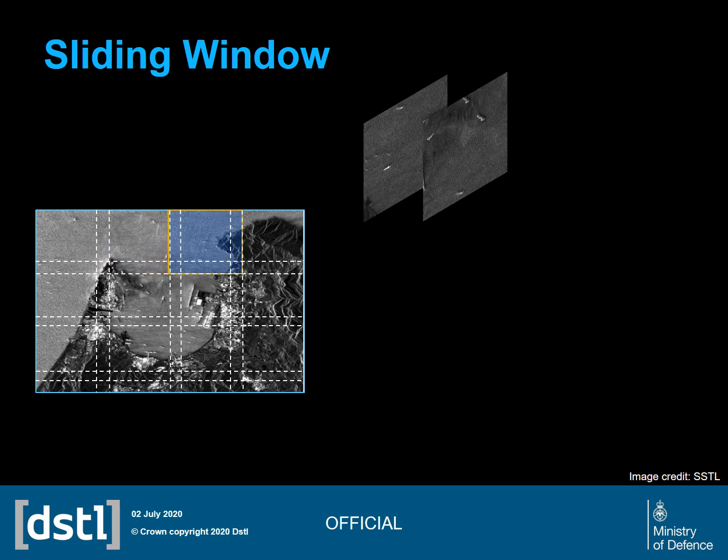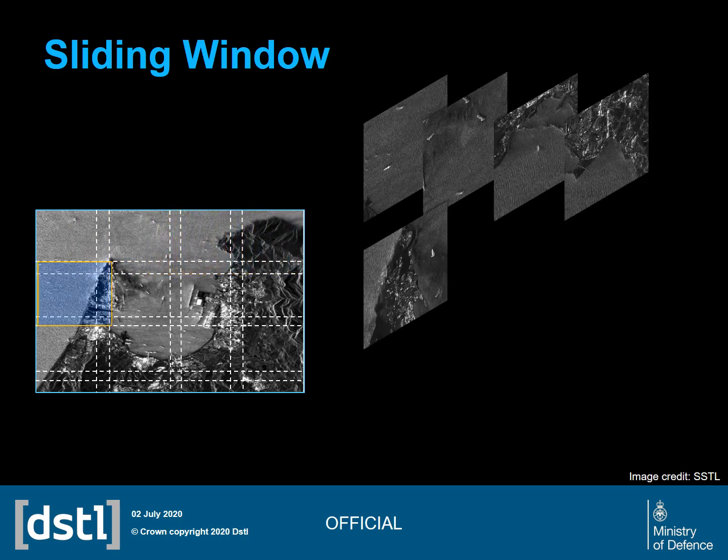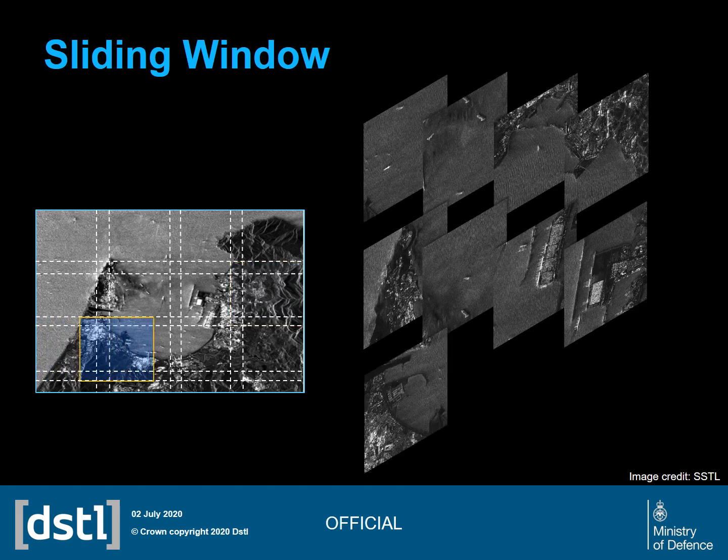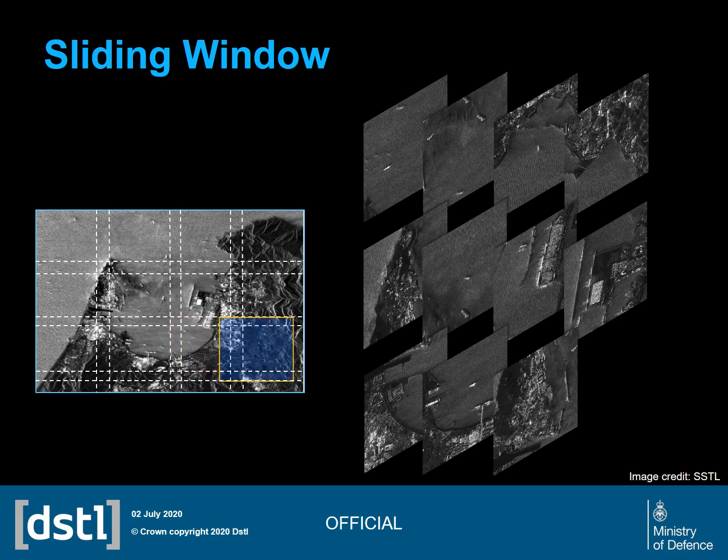You can see that as the window slides across the image, there's a small overlapping region on the top, bottom, left and right of each image, which ensures that even if a ship in the image is slightly cut off by one of these tiles, it would be fully captured in the next tile and would have a full detection in at least one of these tiles.